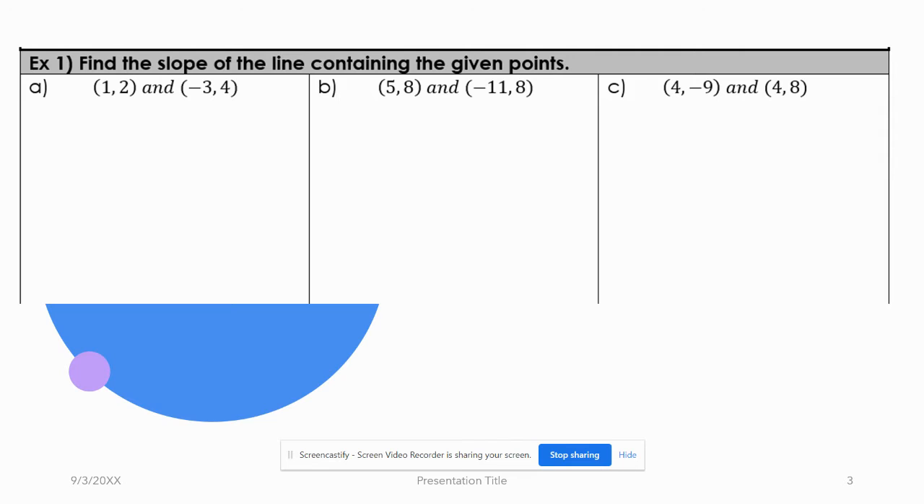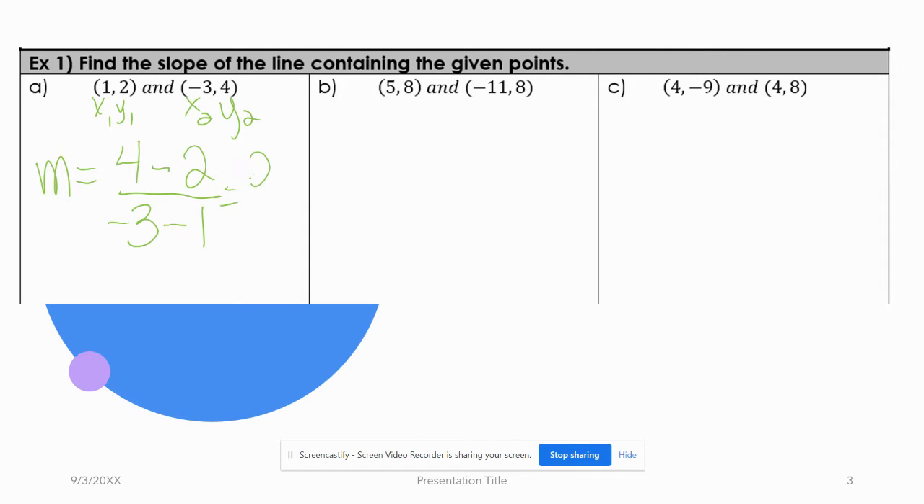Find the slope. To start with, we're just going to use slope formula. It doesn't matter which one you label as x1, y1, x2, y2. I just tend to go from left to right. So if I'm filling in the formula, we have y2 minus y1 over x2, which is negative 3, minus x1.